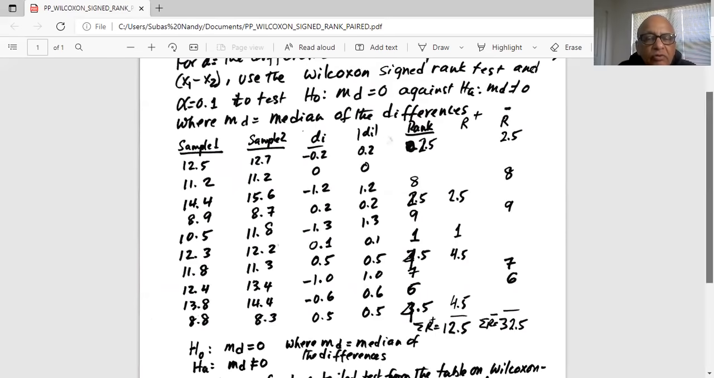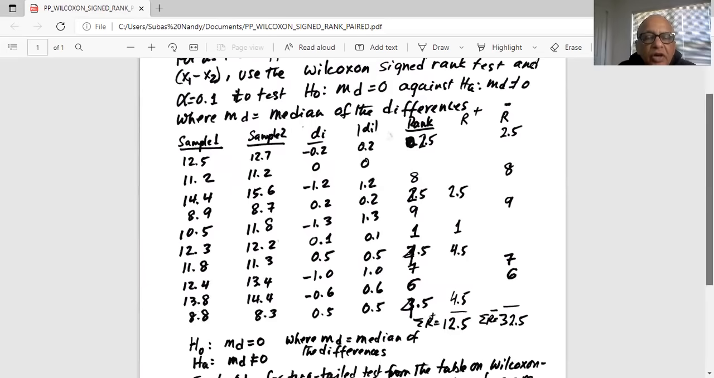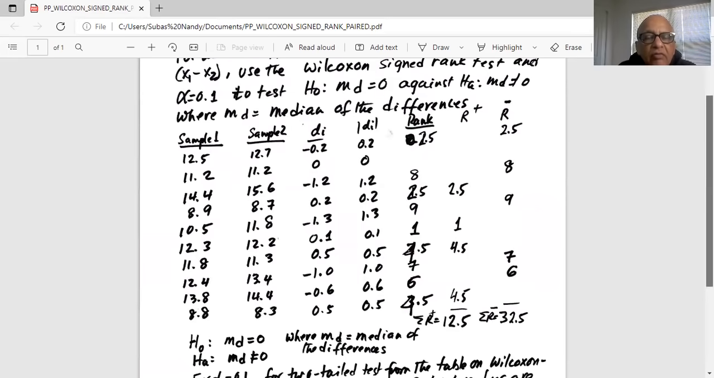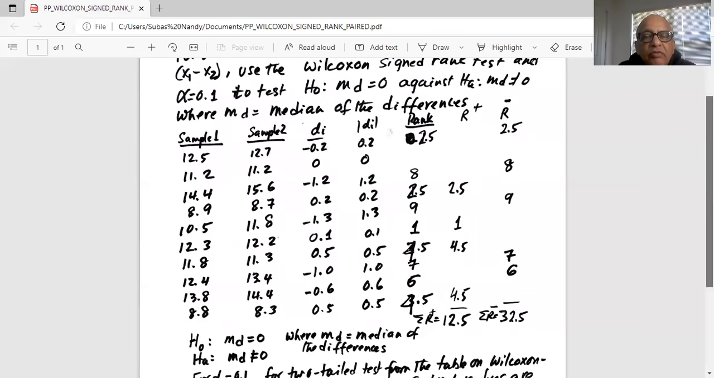The next is four. Now there are two 0.5s. They consume the ranks of four and five. So four plus five is nine divided by two is 4.5. So both 0.5 absolute differences get a rank of 4.5. So four and five are gone. Next one is six, which is the rank for the absolute difference 0.6, and so forth.